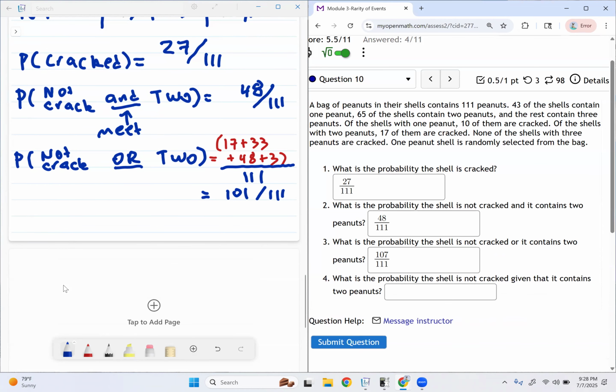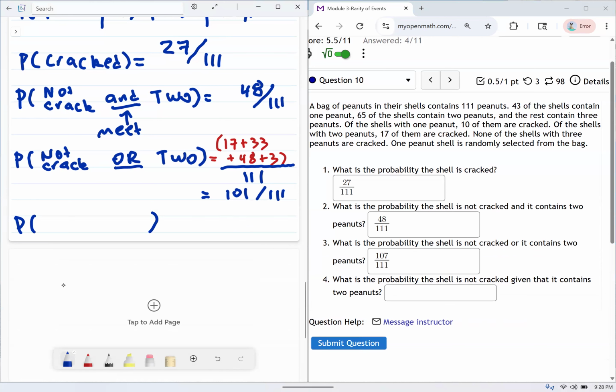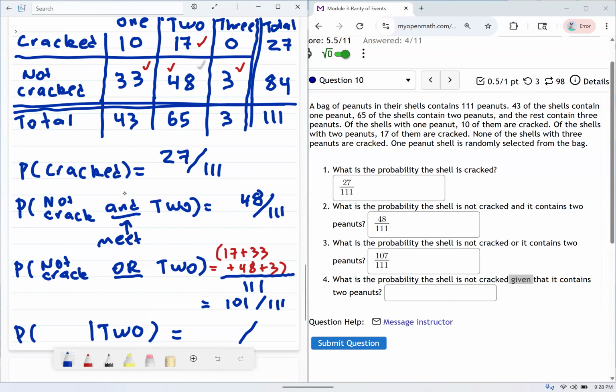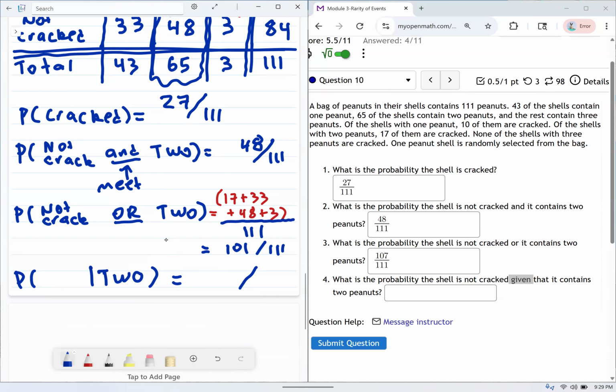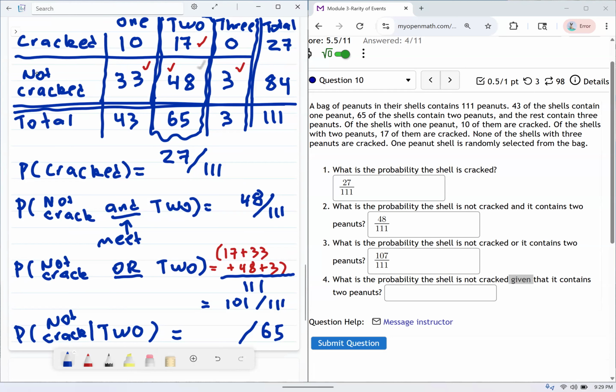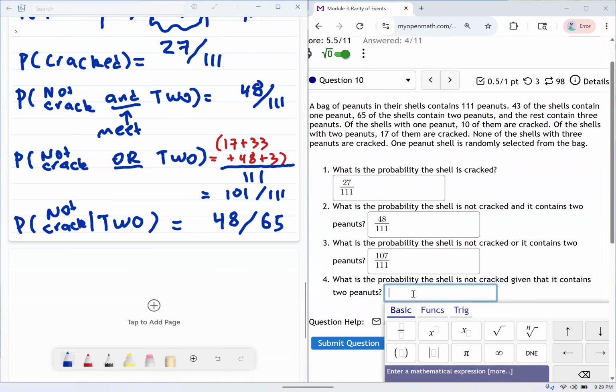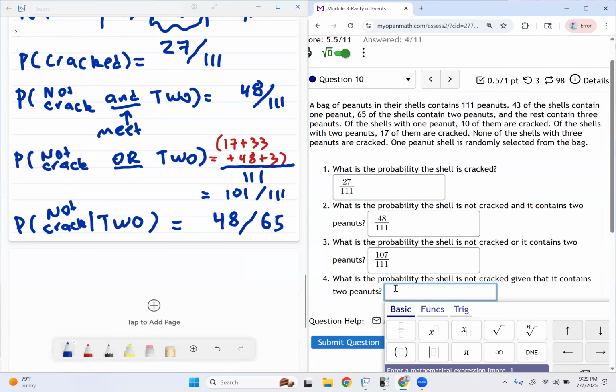And finally, this last part is looking at the probability that the shell is not cracked given 2. In given style questions, the denominator matches the information provided, given 2. So what that means is I'm only going to use the part of the table here with 2. That has a total of 65. So the total for the given is your denominator. Now inside of this, I'm looking for the amount that is not cracked. I have to stay inside of this 2 column to answer this. So the amount of non-cracked, 48, should be my numerator. Let's try typing this in using fractions as is. 48 out of 65.